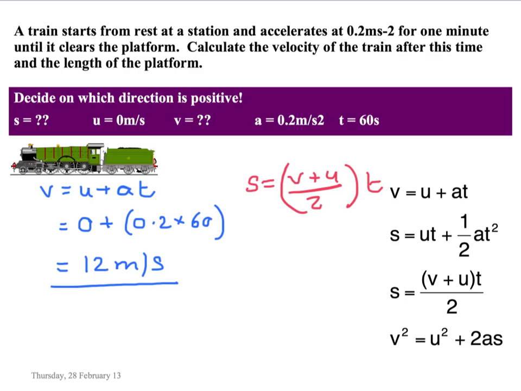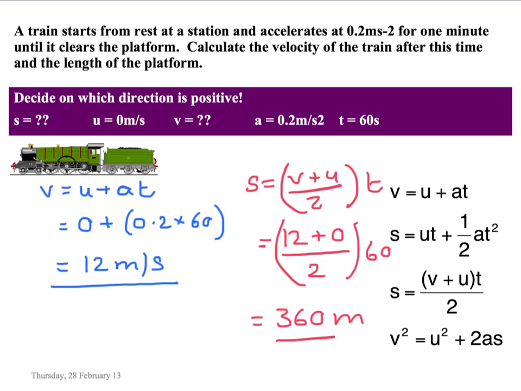V is 12, U is 0, and that's divided by 2. We're going to times that by 60. So 12 plus 0 is 12, divide that by 2 is 6, 6 times 60 is 360, and remember that's meters because it's the length of the platform. So what we found out is that our train accelerates from rest, and at the end of the platform is travelling at 12 meters per second, and the platform is 360 meters long.